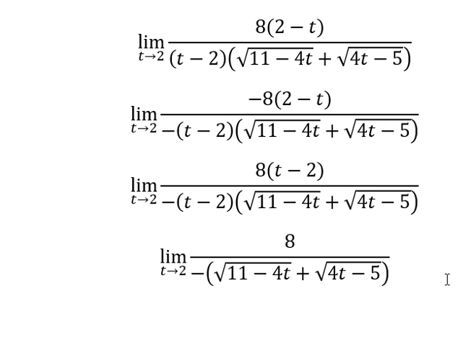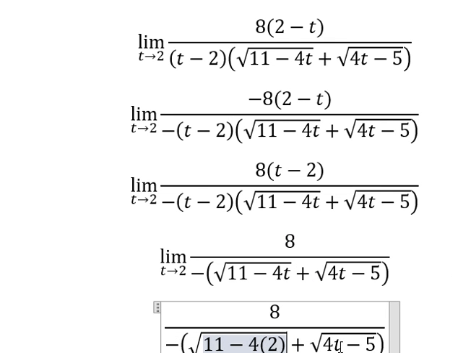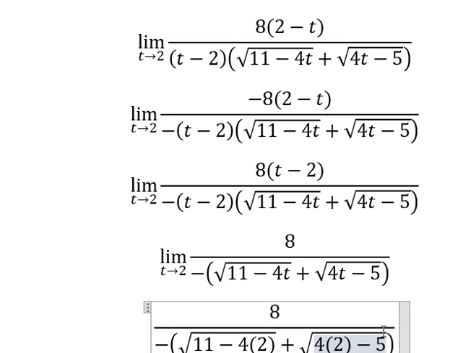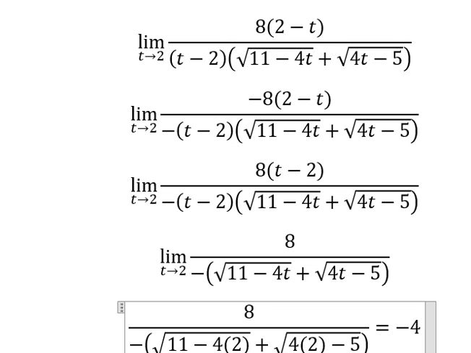And now I will put number 2 going here and here. So we calculate this one. And we have negative number 4 with the square root of number 3 over 3.